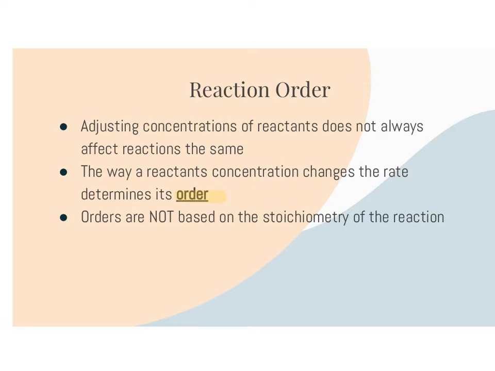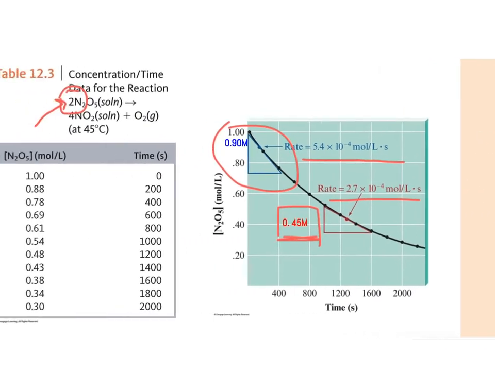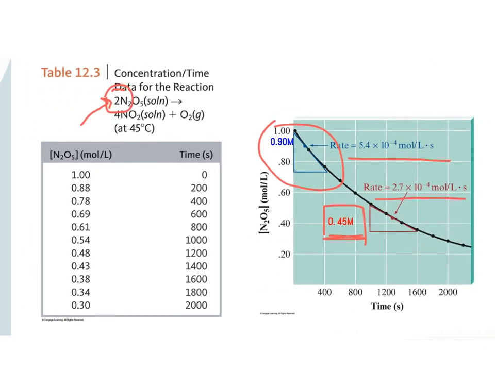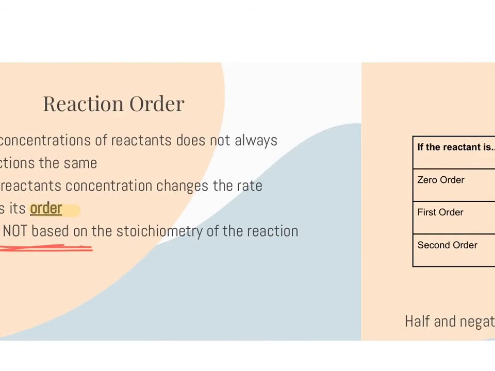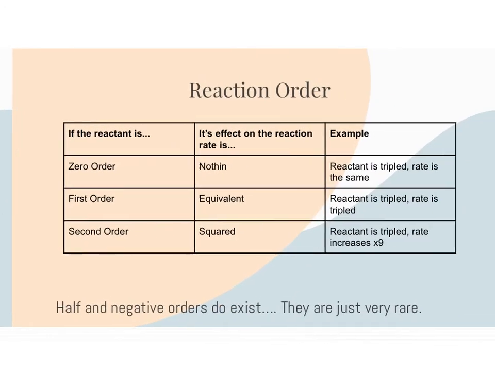The key thing for today that I need to drill into your brains is that orders are not based on the stoichiometry of the reaction. What that means is, in our slide before, when it said that there were 2 N2O5s per reaction, that does not mean we have an order of 2. It really depends on the data you're getting in the lab. So we'll see how that goes throughout the rest of this. But here are the main orders you'll need to know: 0, 1st, and 2nd.